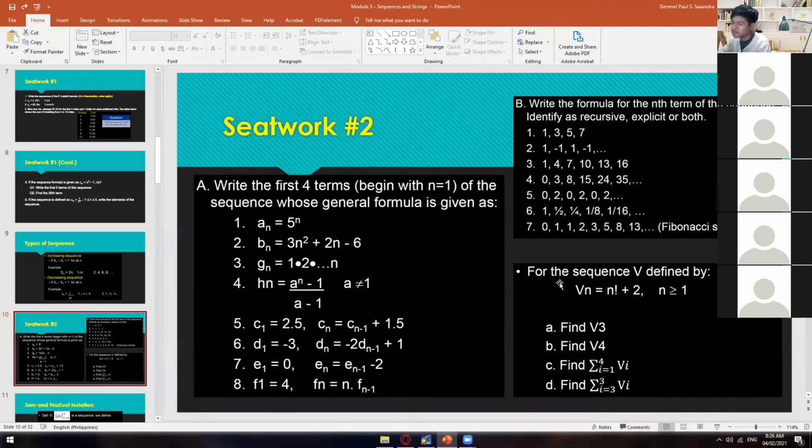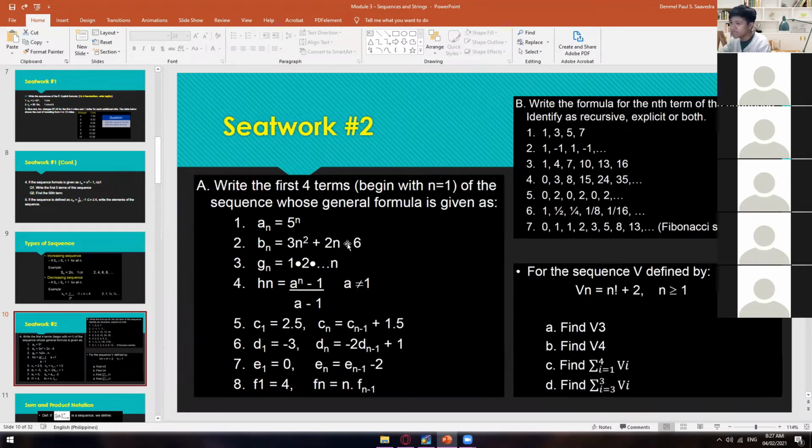And then for the last one, this should be letter C. For the sequence B defined by B sub n is equal to n factorial plus 2, where n is greater than or equal to 1, find the value of B sub 3, find the value of B sub 4, and then find the summation ranging from 1 to 4. Later on, we'll discuss what the summation is, so you can answer this one.